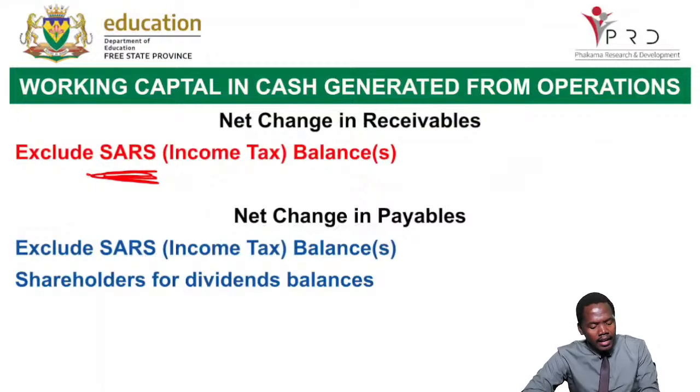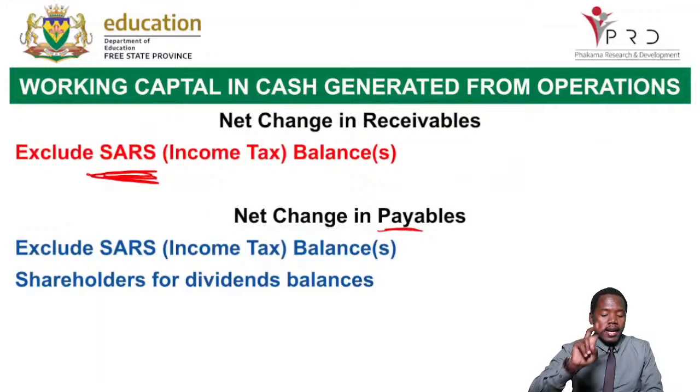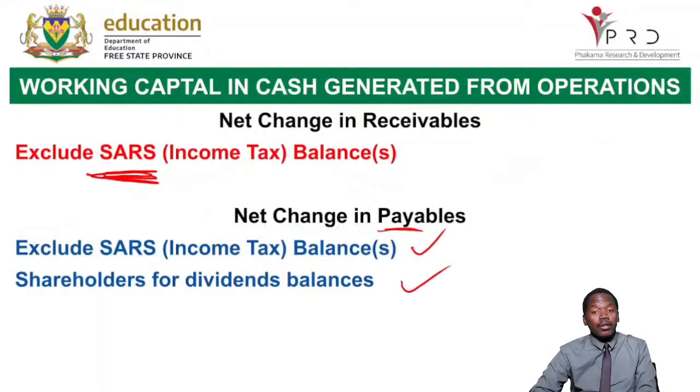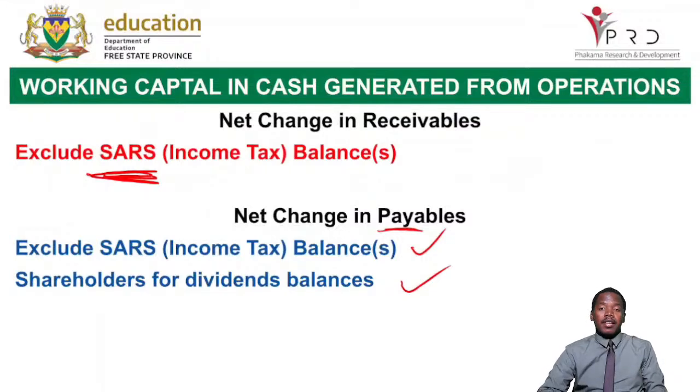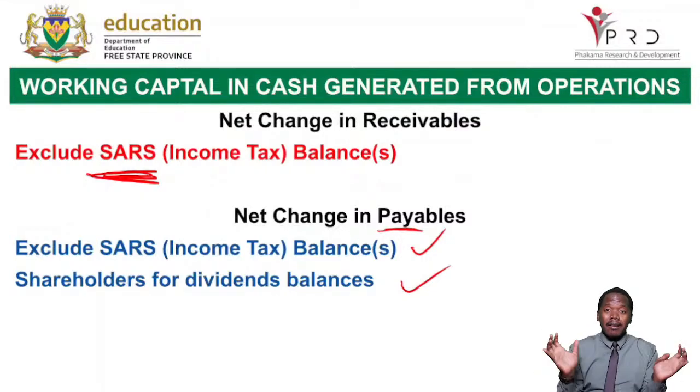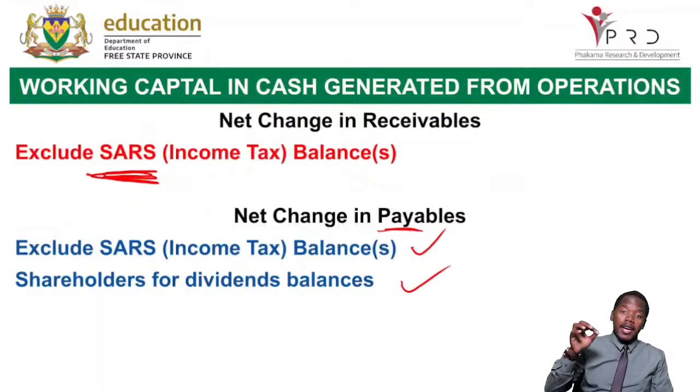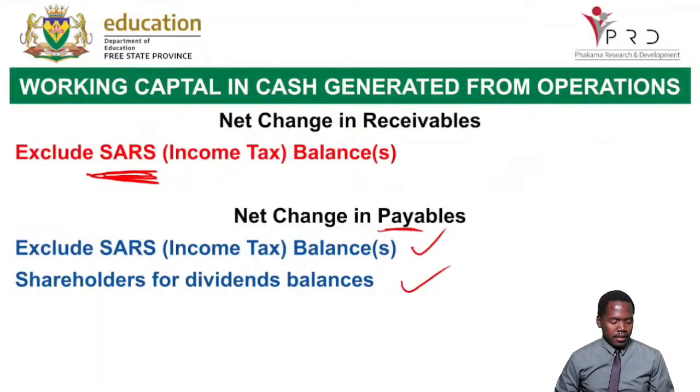Now, again, under the net change in trade and other payables, we exclude two items. That will be SARS, income tax, as well as the shareholders for dividends balances. Sometimes we'll have to exclude accrued expense, interest expense balances. Meaning, if there is an accrued expense written in brackets, interest expense, we also exclude it from our calculation. When I say exclude, it means you take the total minus those items.